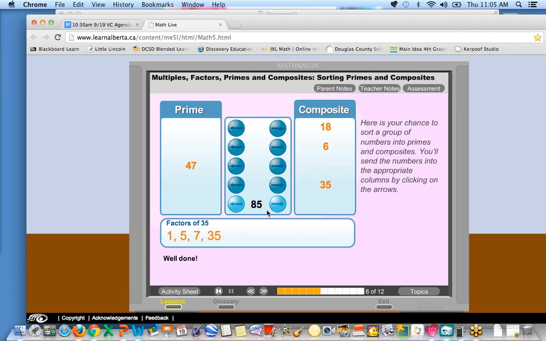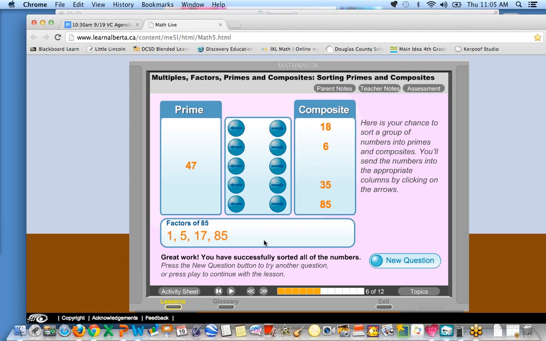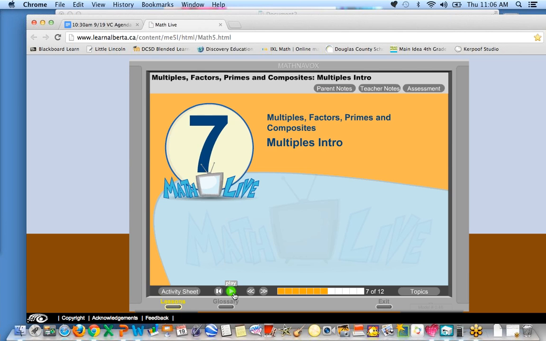85. Okay, most people are saying composite, and you are correct, because 5 times 17, and then, of course, 1 times 85. All right, you guys got this. Give me a happy face into the chat if you think you understand the difference between prime and composite.